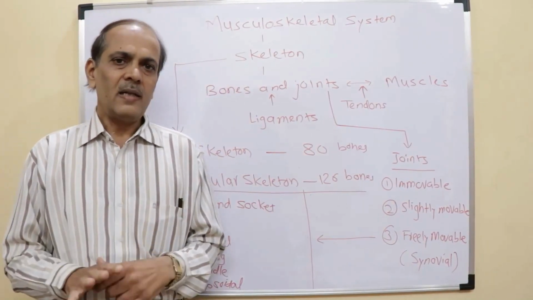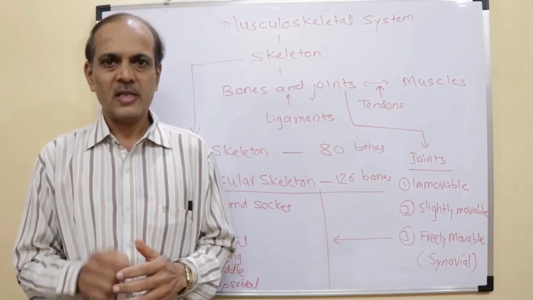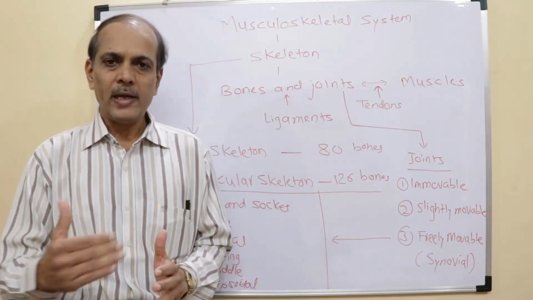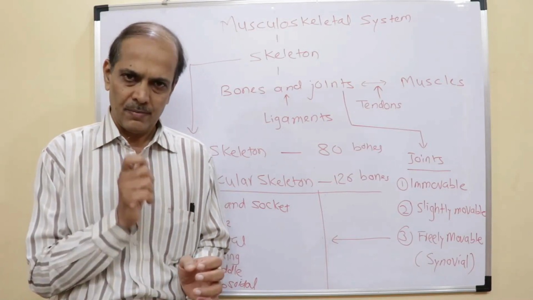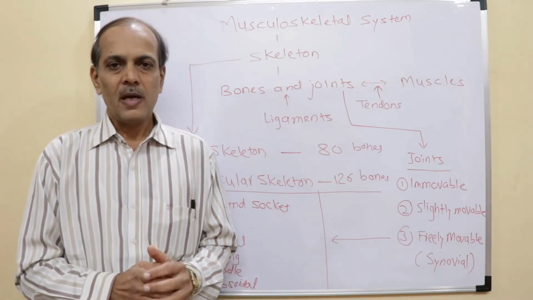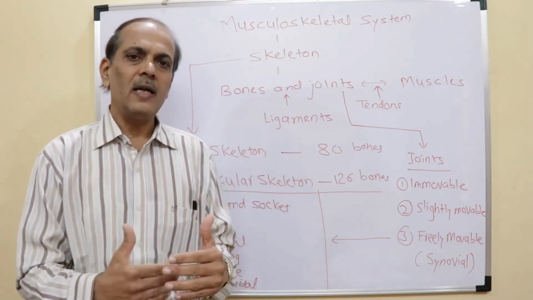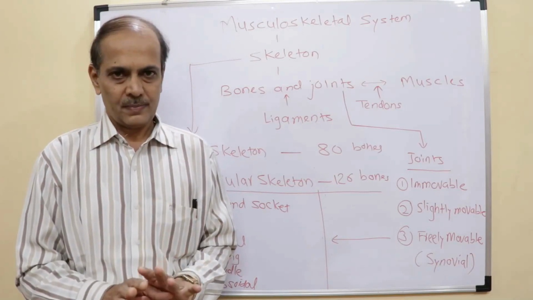As an adult, we have 206 bones. When a child is born, the number is quite larger than this, around 300 bones a young newborn baby has. Gradually some bones fuse, and by the time the child grows into an adult individual, the number comes to 206.